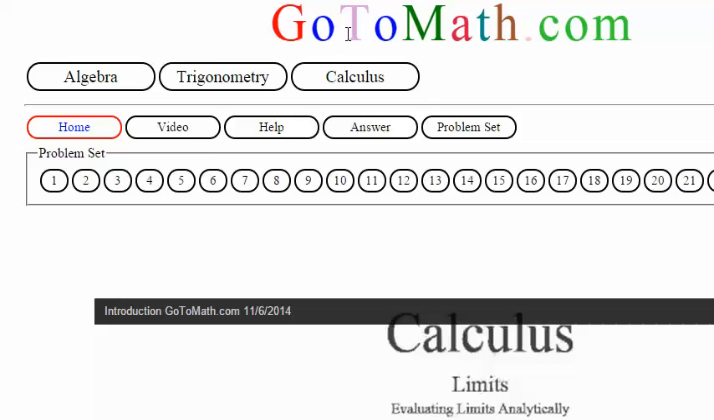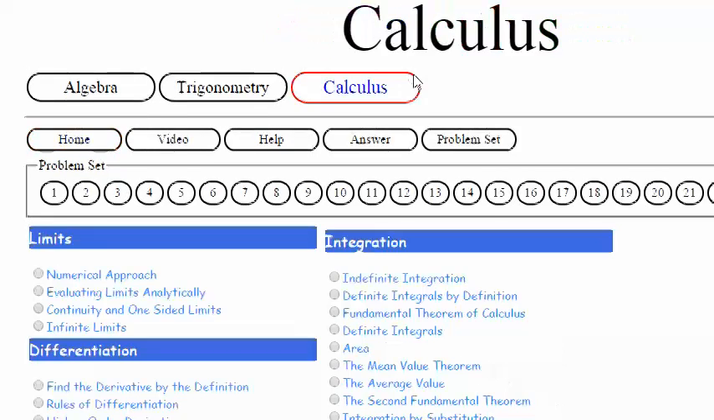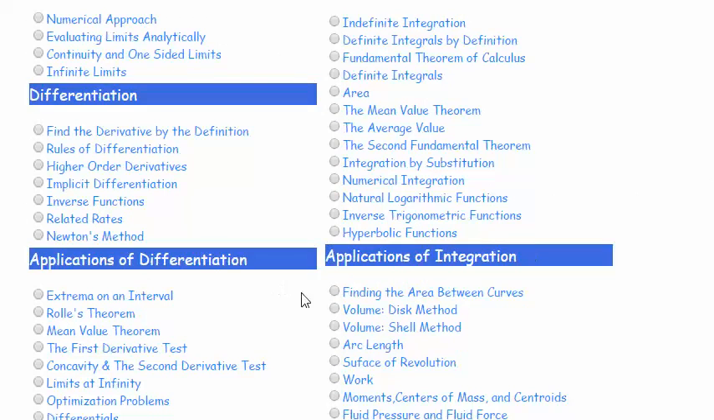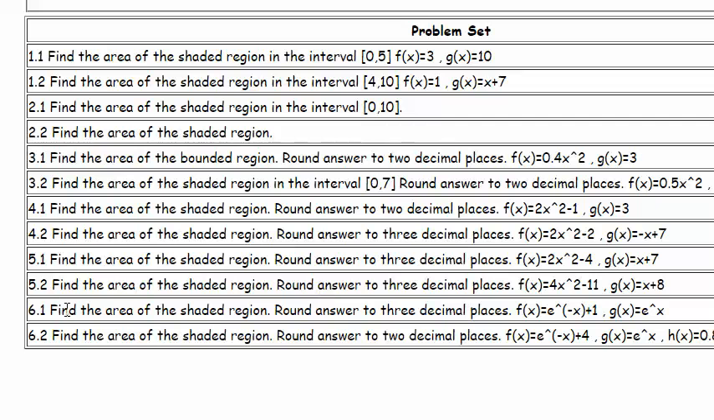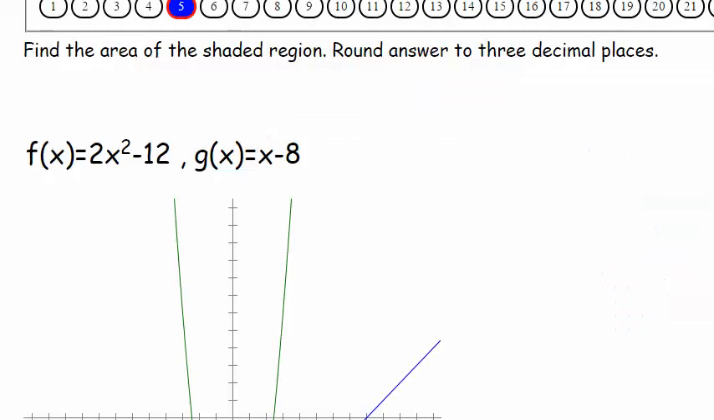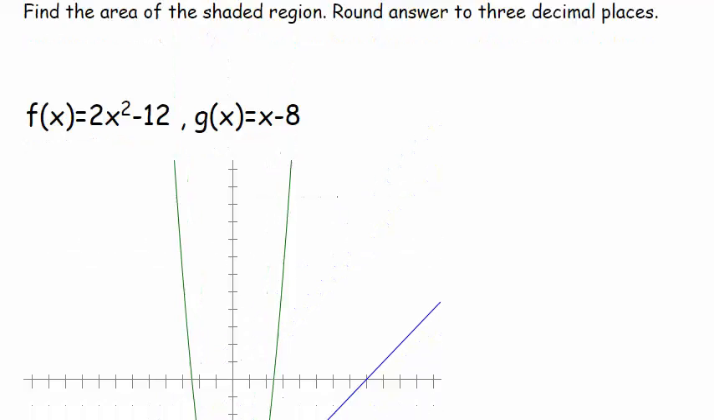'Tis the season. We're here at GoToMath.com. No, this is not a Charlie Chaplin silent video. Silent film. Well, I wish I was doing 6.1, but we're doing 5.2 it looks like. Let's click on it. Damn, the graph's way down there.